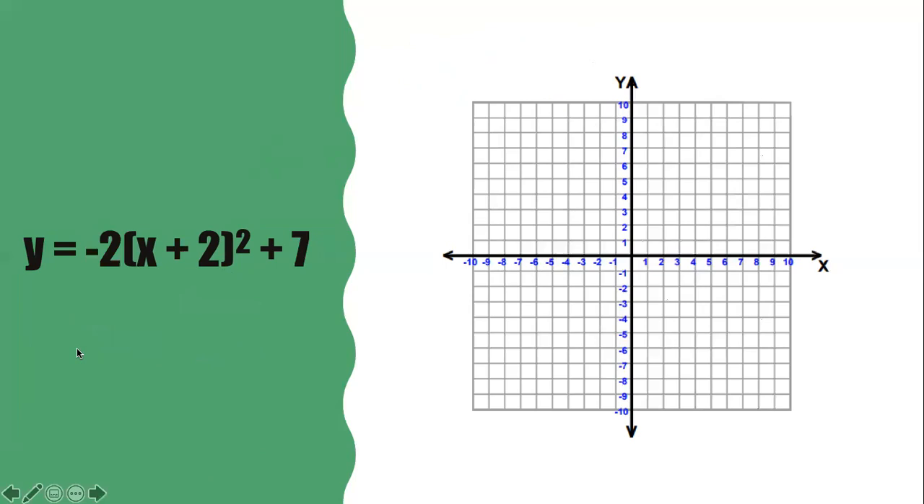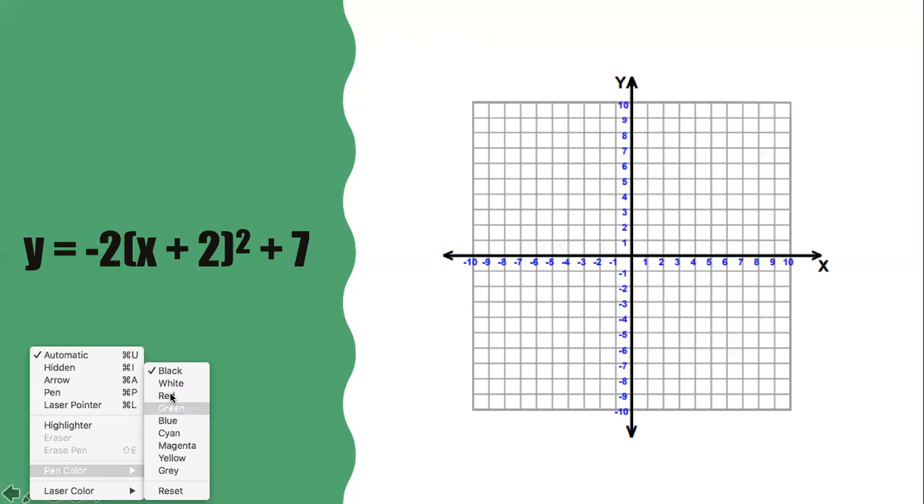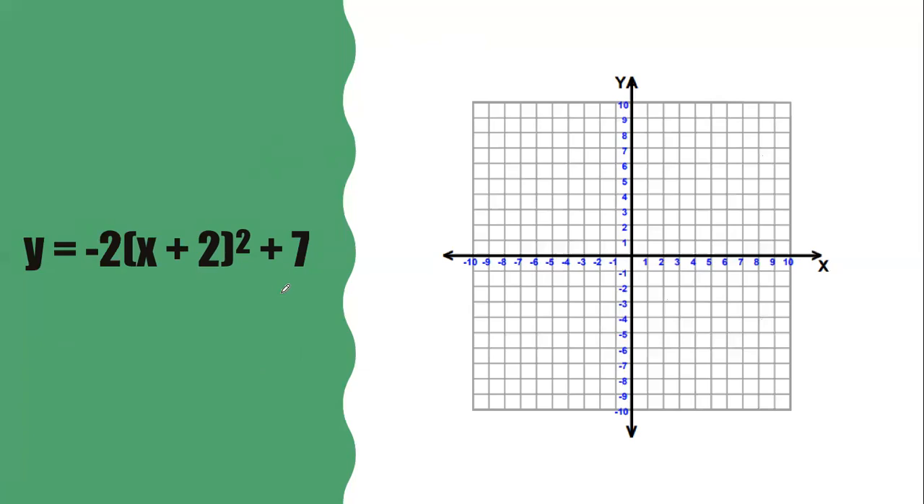All right, looking at this one, everyone get an idea in your head what the vertex is. All right, can I get another Zoomie to tell me? Yeah, go ahead, Robert. Okay, so the h is negative two, and then the k is positive seven. Perfect. So my point over here at negative two, seven would be my vertex.